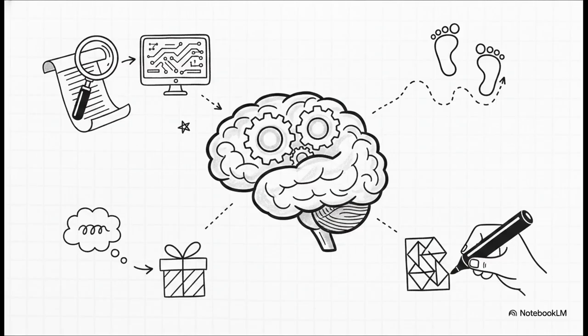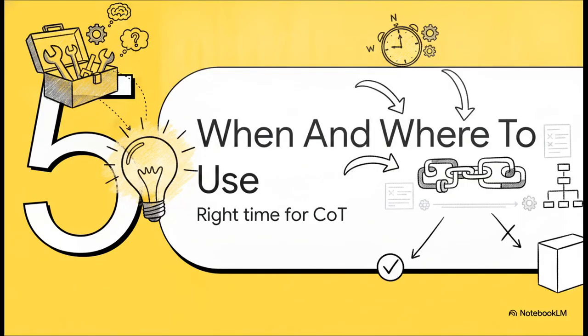And fourth, if you're reviewing technical architectures, ask the AI to thoroughly explain the underlying logic before it even tries to write out a solution or implementation plan. Section 5. When and where to use it, because knowing the right time for chain of thought is key.